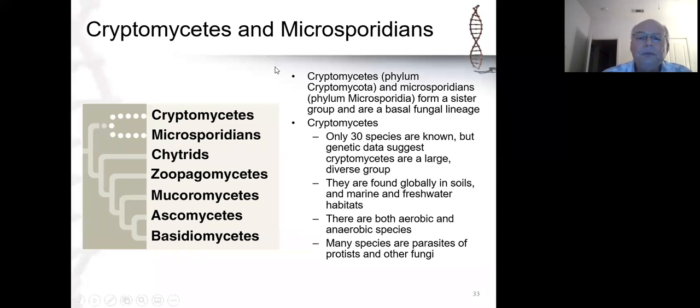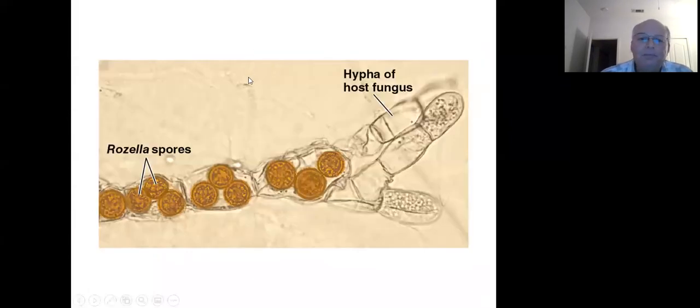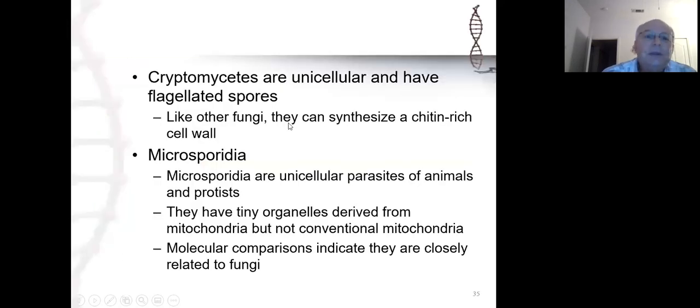So this is an image taken from the textbook here. You can see the spores of the cryptomycete acting as, I guess, a parasite at this point inside a host fungus. You can see the hyphae of the host fungus. So they're actually parasitizing fungi. They do have a flagellated stage. They do produce chitin as part of their cell wall, as typical fungi. That's pretty much all we really need to reference as far as the cryptomycota are concerned.